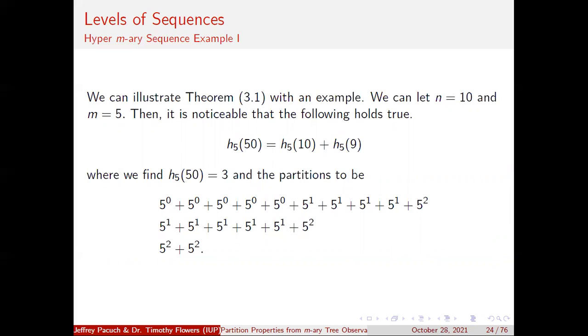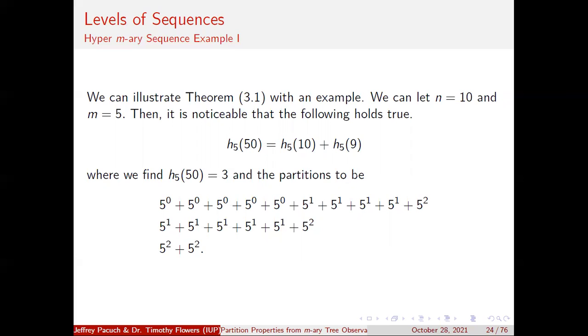Part of my thesis was writing the code. So I wrote code for the hyper m-ary sequence for any integer n. It almost worked once you get to the high values, depending on what m is and what n is. I might be missing 1 or 2 partitions, but I was able to go through and type in my function of 5, 50, and it was able to give me the partitions, which was very convenient.